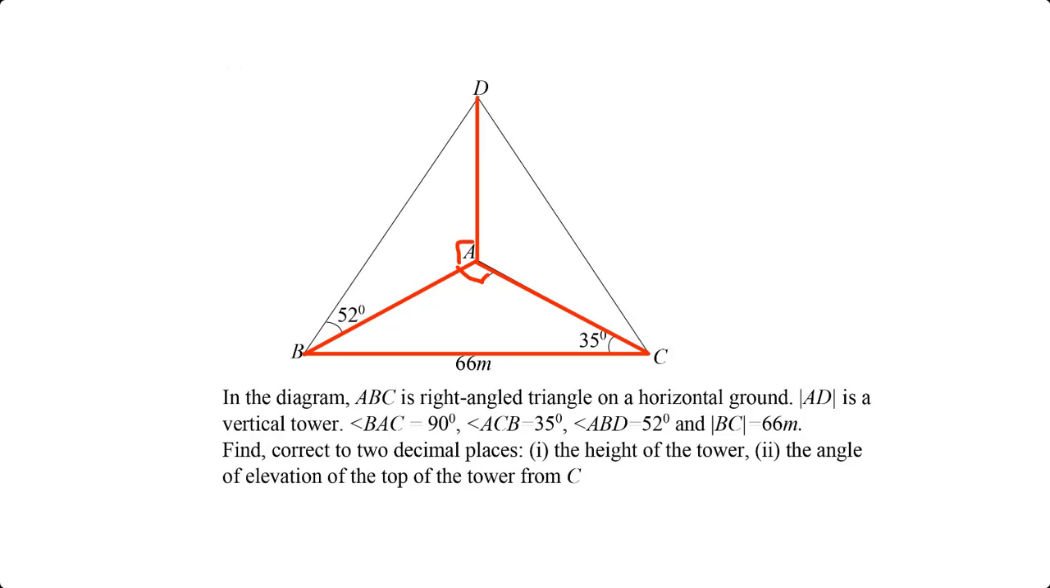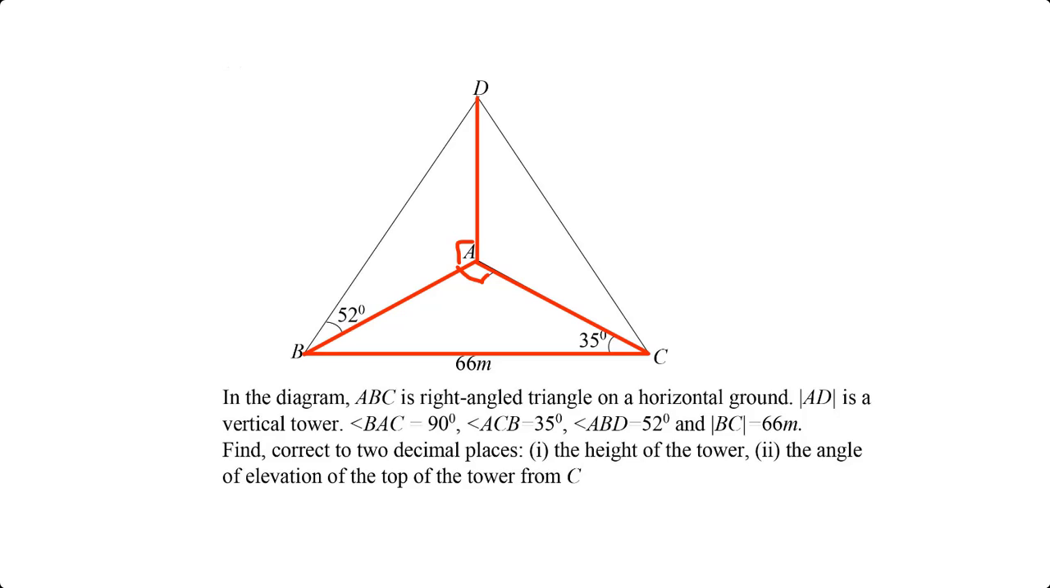Can you see? Then angle ACB is 35 degrees. So angle ACB, of course, the angle will be on angle C. This is the 35 degrees, right? Then angle ABD is 52 degrees. Angle ABD, that means the angle is on angle B, right? So it's 52 degrees. Here it is. Line BC is 66 meters.